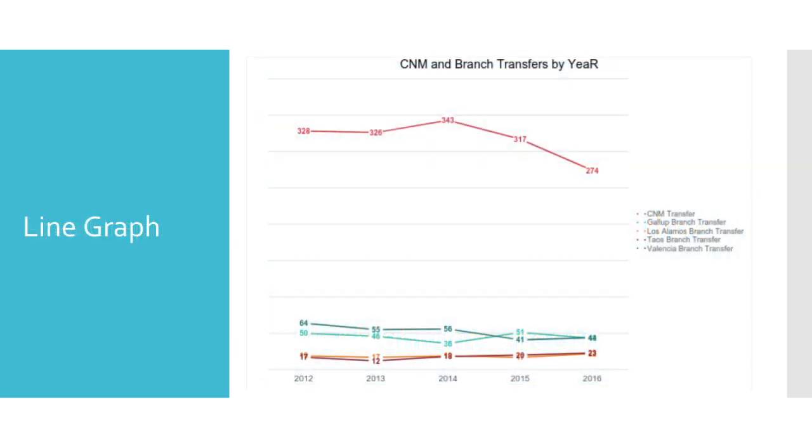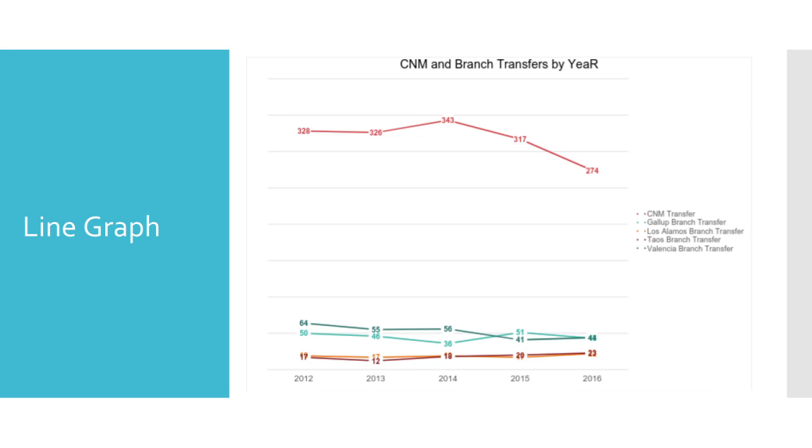So another graphic that we chose to do as a group is the line graph. This was recommended, and we decided to use this graphic for the UNM branch transfers data. And what this data is basically telling us is how many students UNM gets to their main campus from other branches. And this is of course going over the course of a few years, so from 2012 to 2016.